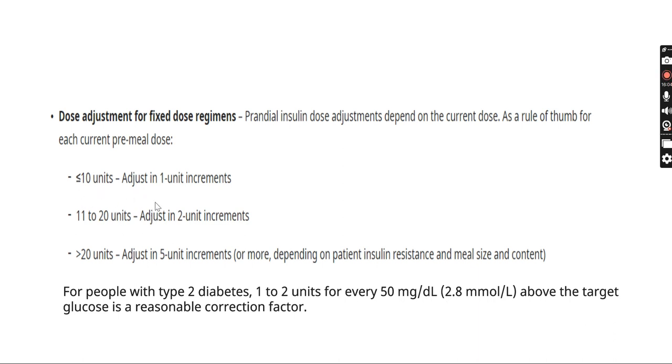Here's another rough guide. If the amount of glucose you are going to fight is less than 10 millimole, just plus 1 unit. 11 to 20, plus 2. More than 20 probably needs plus 5 to the previously given dose.